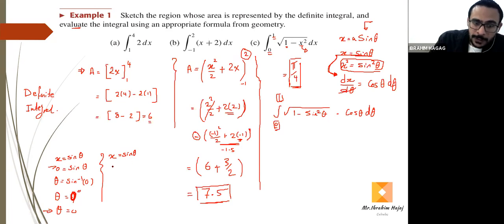Also x equals sine theta, and then substitute 1 for x and find the angle. I'll find theta here: inverse sine of 1, and then theta equals the inverse sine of 1, I think it's pi over 2. So now the limits of integration change from 0 to 1 into 0 to pi over 2, because the original limits were for x.